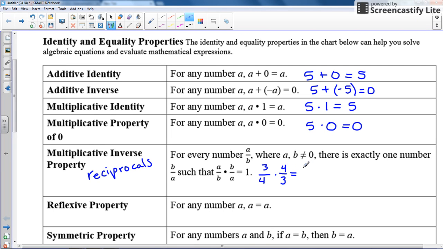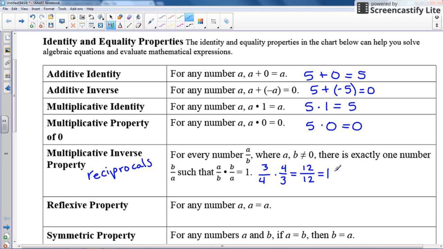That equals, remember, when we multiply fractions, 3 times 4, we do numerator times numerator, we would get 12. Then we do denominator times denominator, and we would get 12. And then, of course, we know that 12 divided by 12 is 1. And so when you multiply inverses or reciprocals, the product is 1.